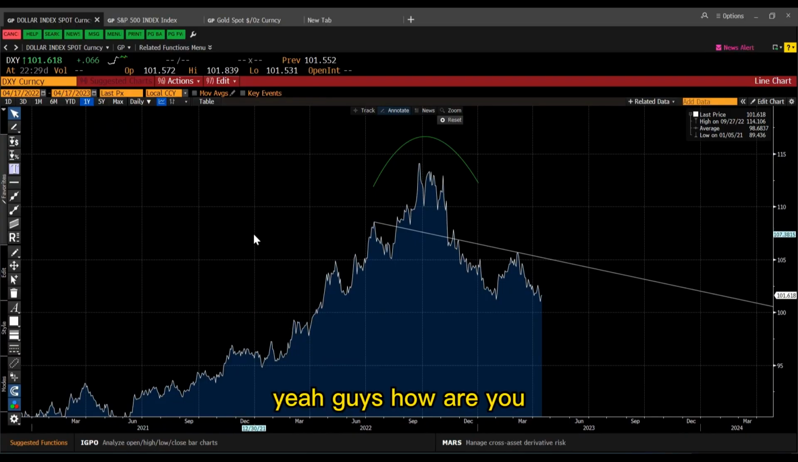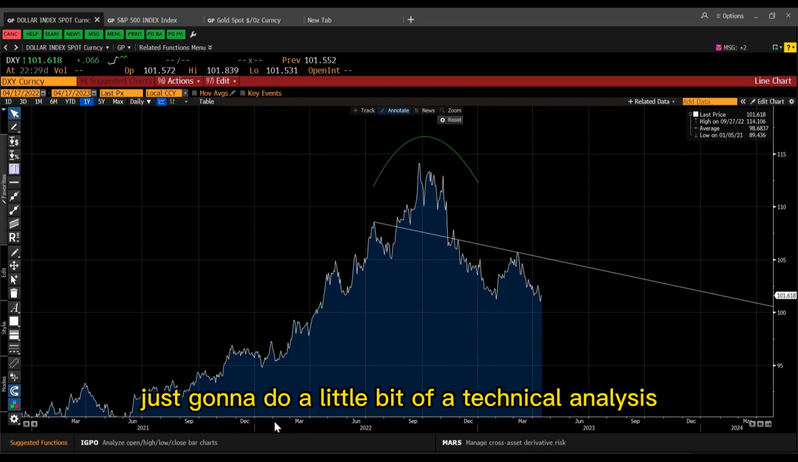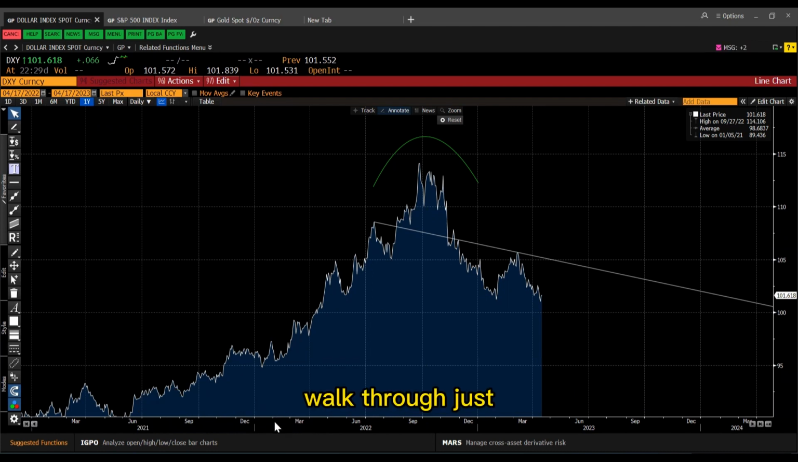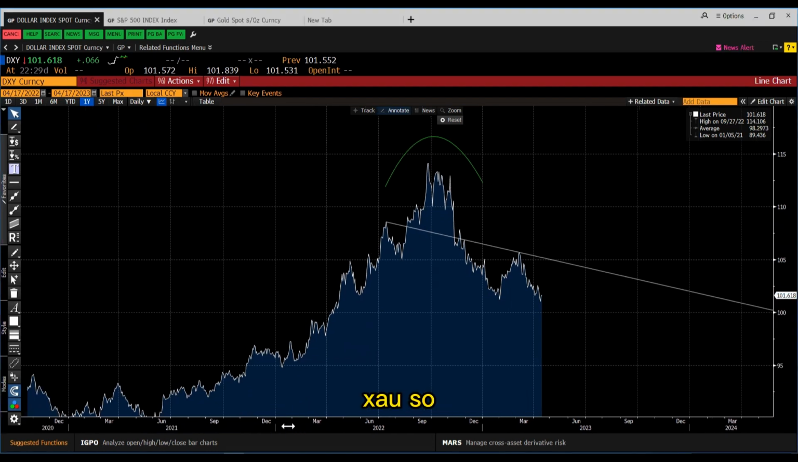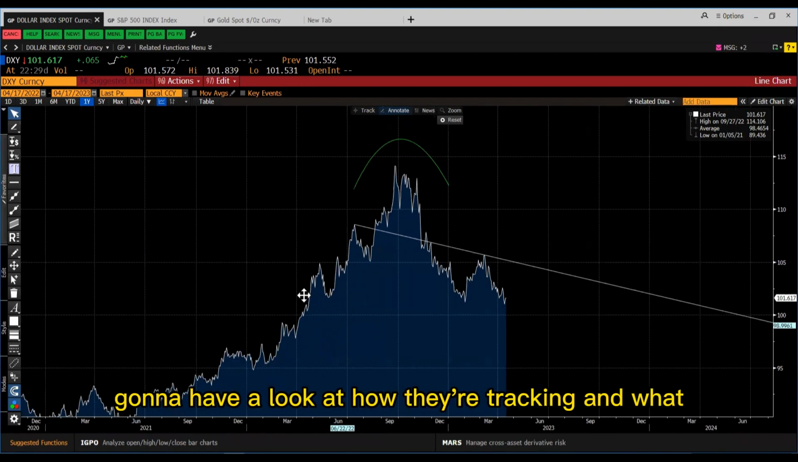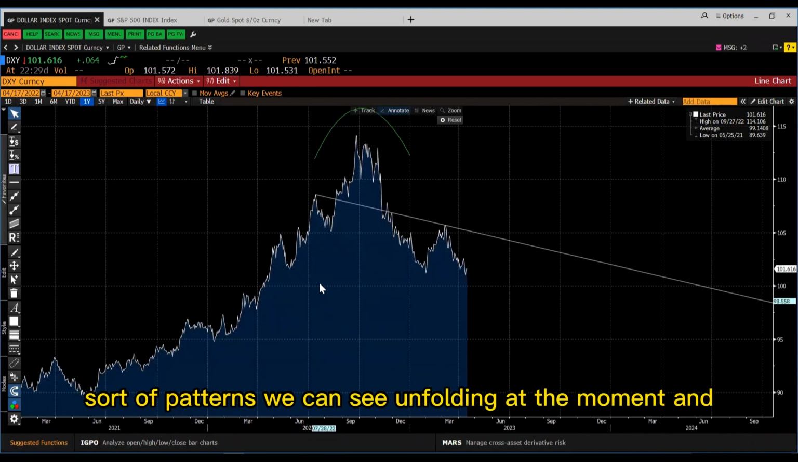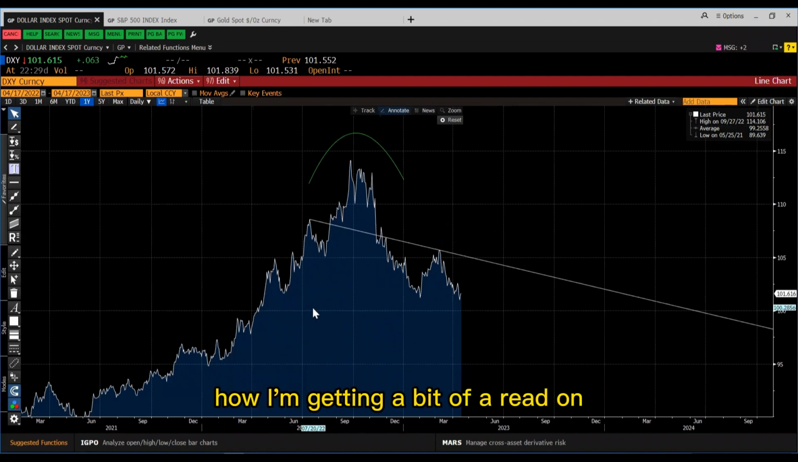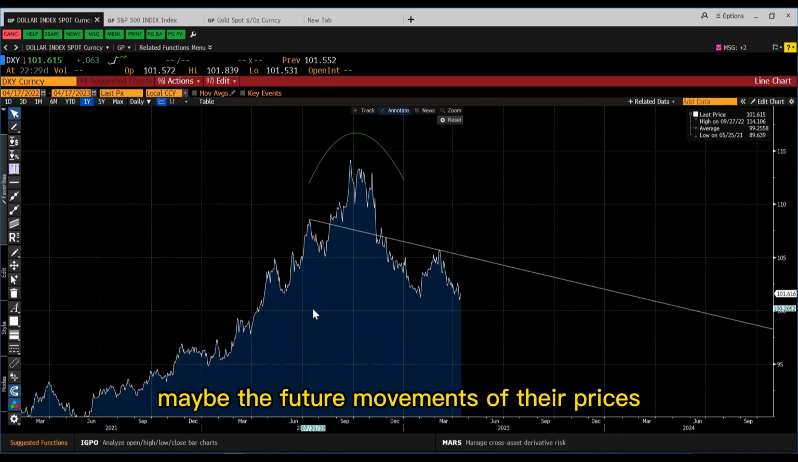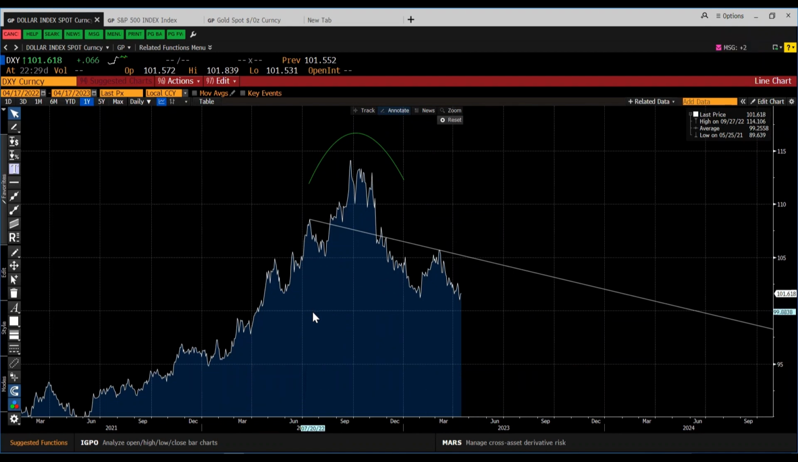I'm just going to do a little bit of a technical analysis walkthrough, just on a couple particular assets and commodities. So we're going to look at the US dollar, the S&P 500, and gold, XAU. So going to have a look at how they're tracking and what sort of patterns we can see unfolding at the moment, and how I'm getting a bit of a read on maybe the future movements of their prices, and the evidence in the way I can see that.